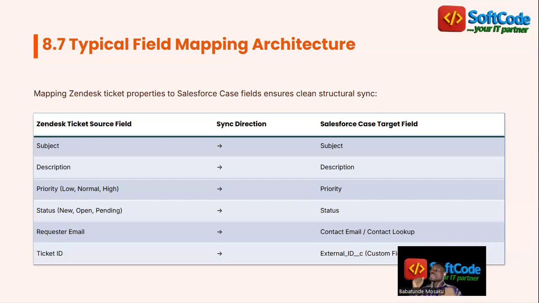Then we have contact email or contact lookup. In Zendesk, they have something like that, but they call it requester email. And then we have external ID, and they have ticket ID. So we can map the two together.